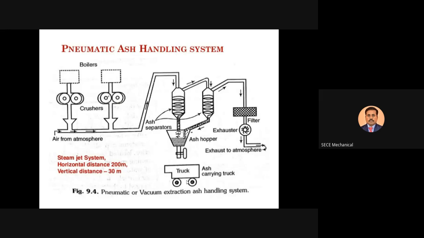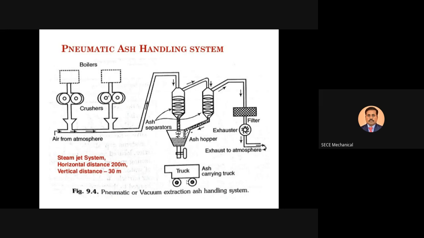So only the solid particles come from your ash separator, and the gaseous dust particles go to the filter area. The filter takes all the dust particles, and only the remaining gases present in your ash go to the atmosphere. Likewise this system works.